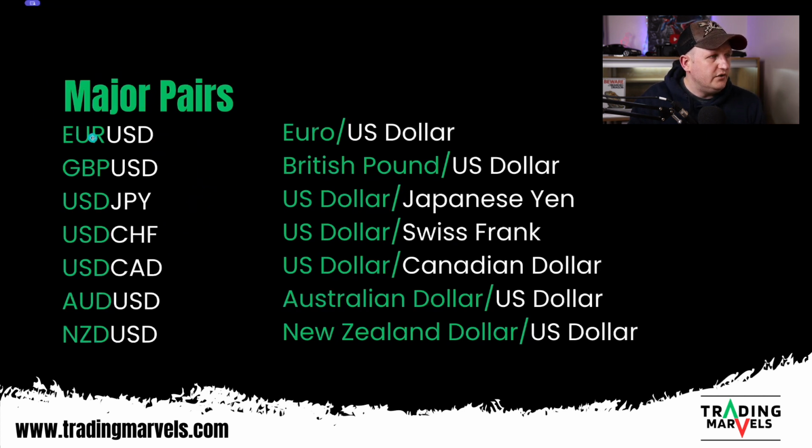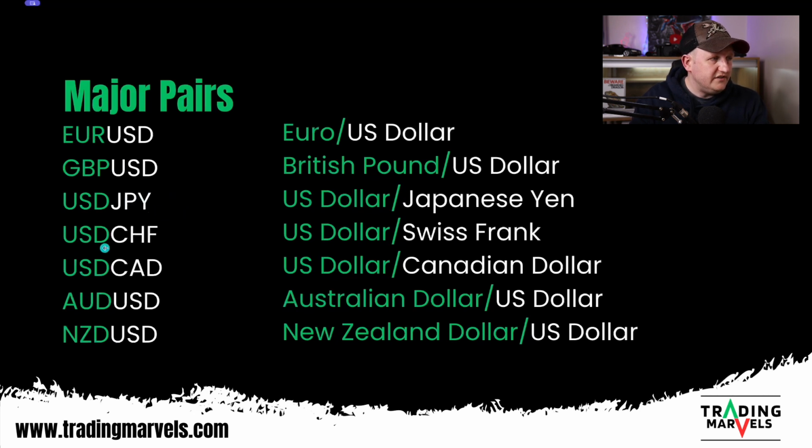So major pairs, we've got EUR/USD. What you're doing is trading the euro against the US dollar. If you think the price of the euro is going to go up against the dollar, you will buy euro. If you think the price of the euro is going to go down against the US dollar, you will sell it. So you're always trading the currency of the first three letters against the currency of the last three letters. You're trading a euro against the USD, or a Great British pound against the USD, and then USD against the Japanese yen. So you get the idea there.